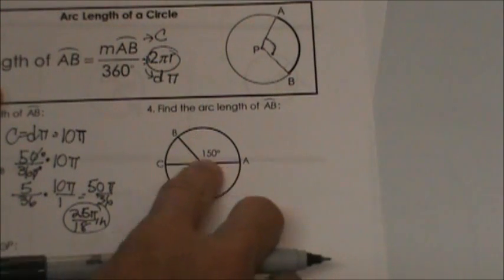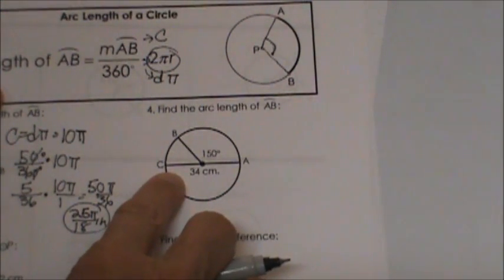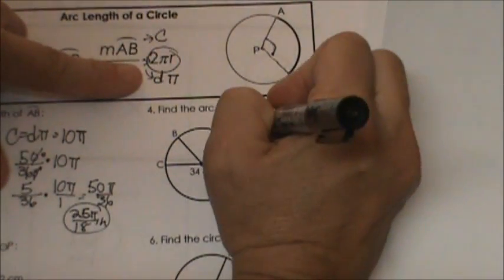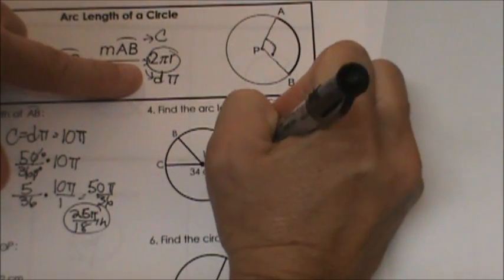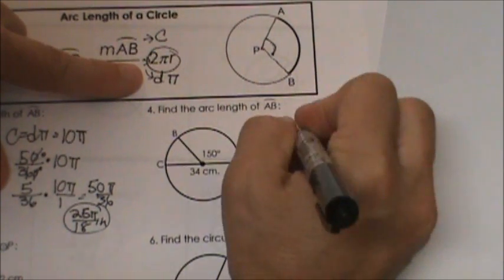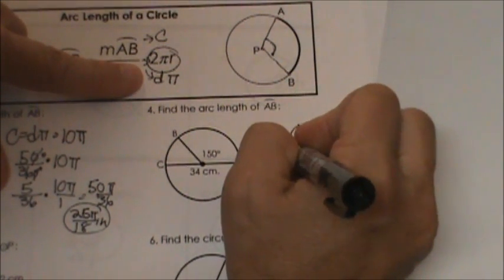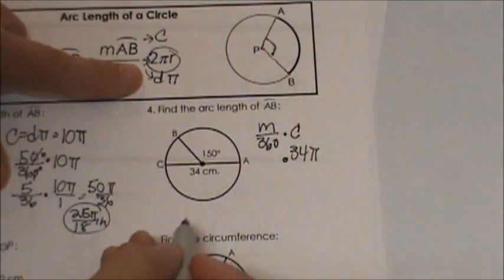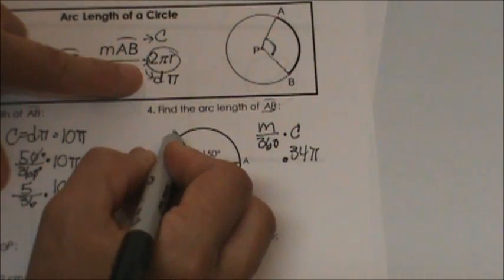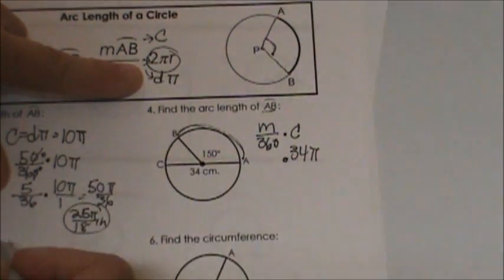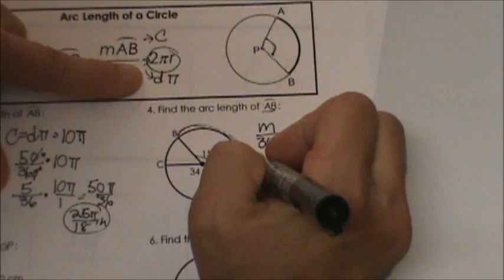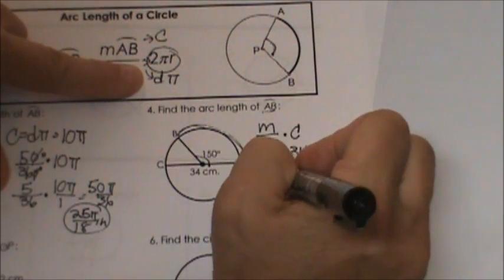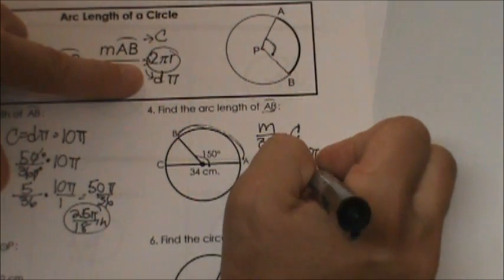Okay, this time we're given the diameter. So what's the circumference part of the formula? That's just 34 pi. So I'm going to take the measure over 360 times the circumference, where circumference is d pi, so I'm just going to stick in a 34 pi right there. Okay, now let's write the angle. We're trying to find the arc length of AB. So what's the measure of that arc? Well, it's the same as the central angle, so it's going to be 150 over 360 times 34 pi.